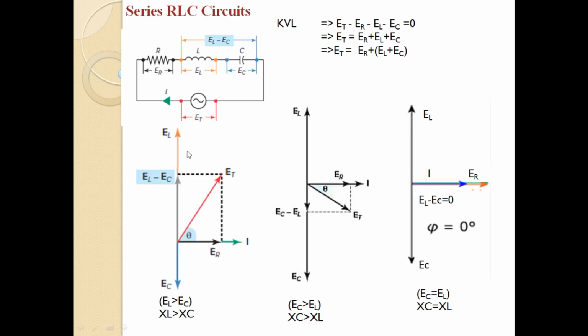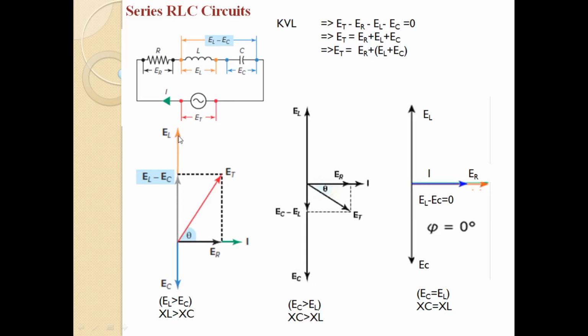In order to add El and Ec, you can see that they are opposing each other, so the resultant will be in the direction of El, because three conditions are possible. Here you can see that El is greater than Ec. That means the reactance of the inductor is higher than that of the capacitor, so as a whole this circuit will behave as an inductive circuit. And in order to find the resultant of El and Ec, El is from this point up to this.